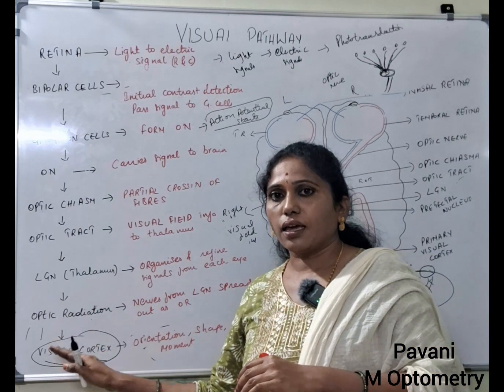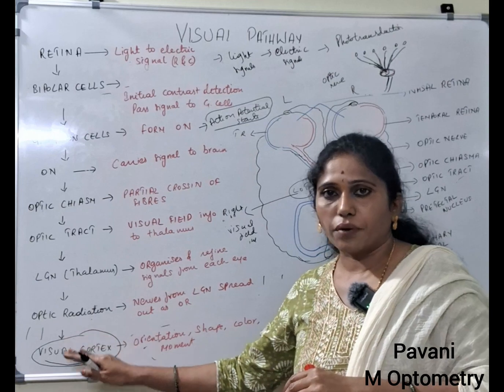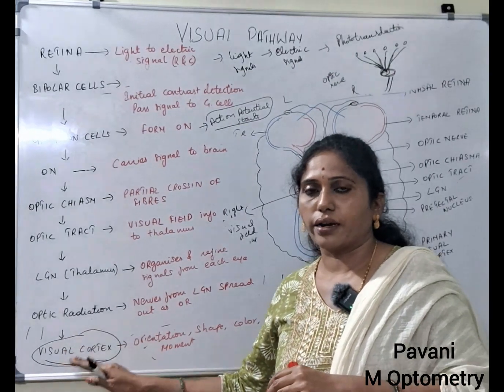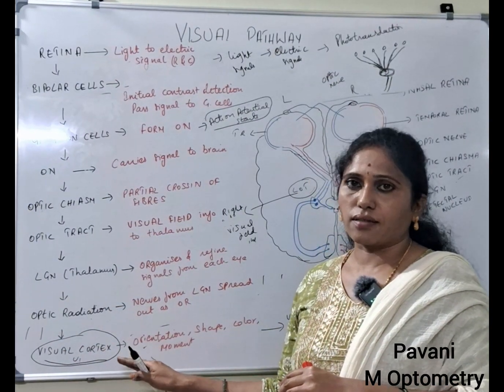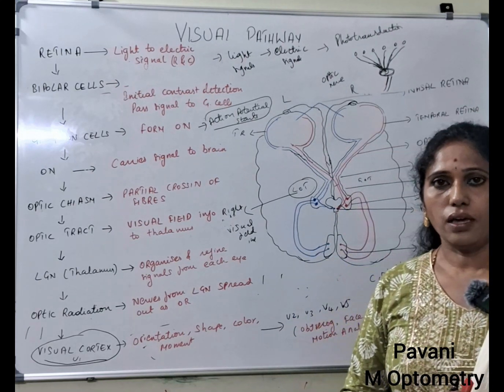We can see the image only when it reaches the visual cortex, because the interpretation of the object is only done at the visual cortex area. So this is all about the visual pathway.